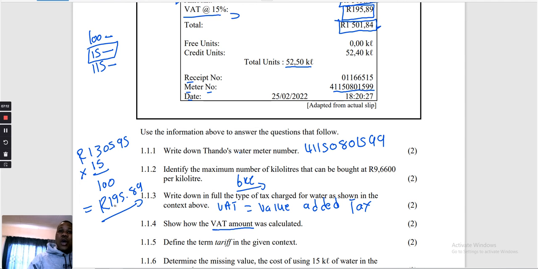So that is how they calculate. Make sure that you show this, because when you write your test, this is not going to have any mark. The marks are going to be here.